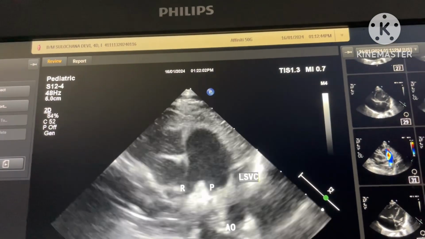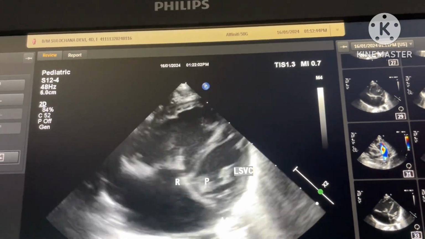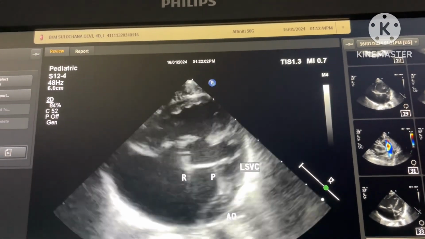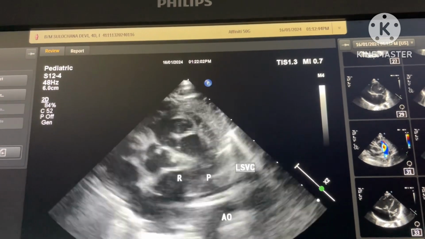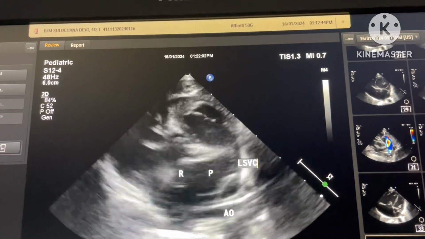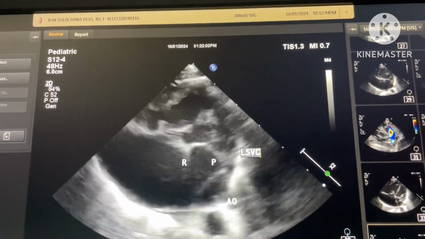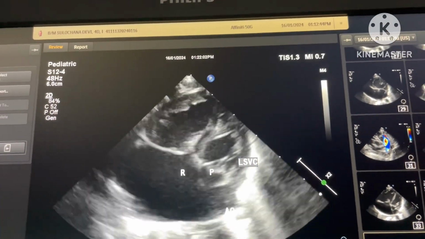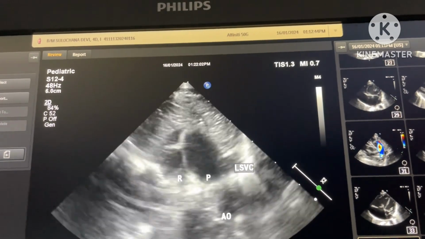This is the case of double outlet right ventricle, left-sided superior vena cava draining into coronary sinus, severe PAH, RA and RV severely dilated, and secundum pattern foramen ovale. These are the findings in this case.